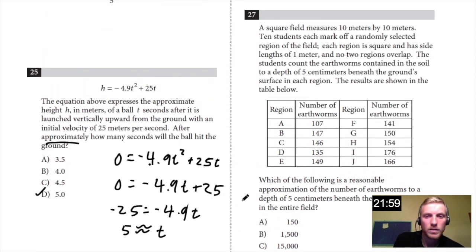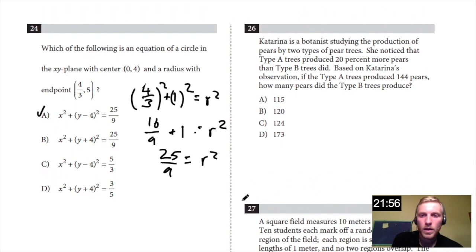Okay, 26. Katerina is a botanist studying the production of pears by two types of pear trees. She noticed that type A trees produce 20% more pears than type B trees. Based on Katerina's observation, if the type A trees produce 144 pears, how many pears did the type B trees produce? So A is 20% larger than B, so in other words we can say B times 1.2 is equal to A.